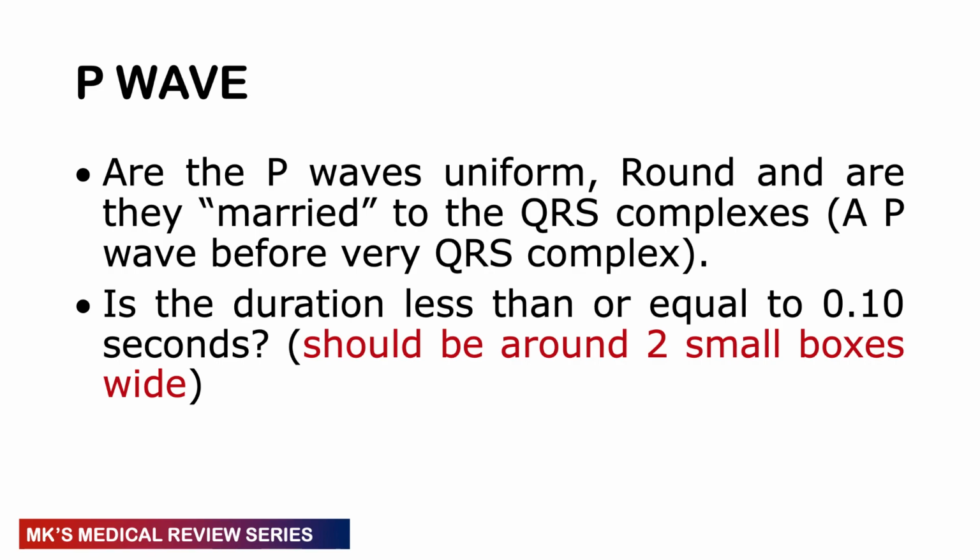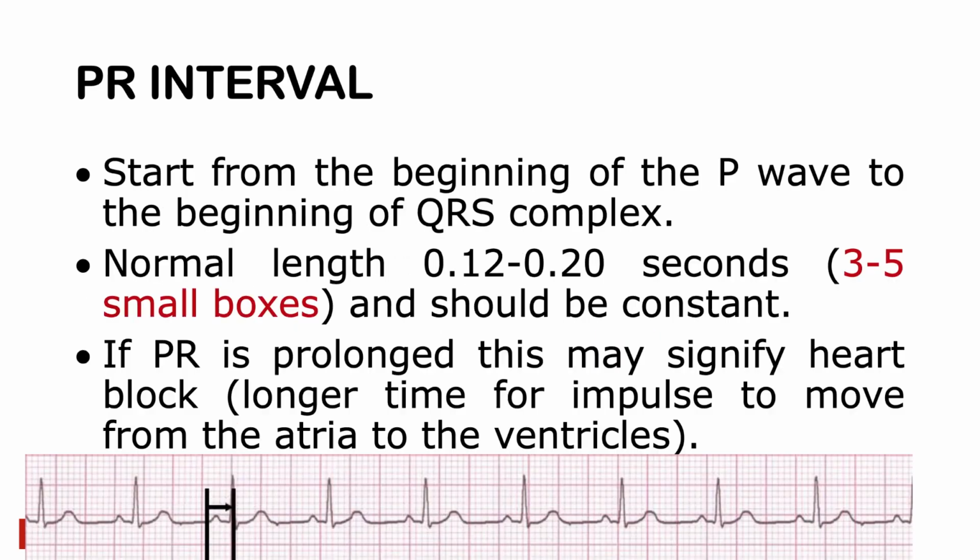Remember, first is a quick rhythm assessment, then we assess the rate, then we assess the P waves, then we assess the PR interval, to see if the rhythm is regular. So when we come back to the P waves, we should ask ourselves, are the P waves upright in all the leads except for lead aVR? Are they round? Are they married to a QRS complex, meaning is there a P wave before every QRS complex? Is the duration normal? Remember that your P wave should be 2 boxes wide. So if the P waves are broad, larger than 2 boxes wide, then that's already abnormal.